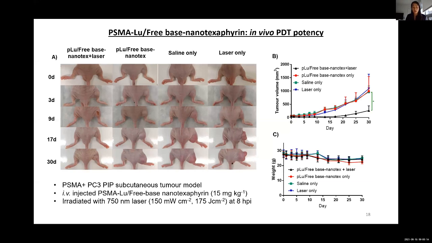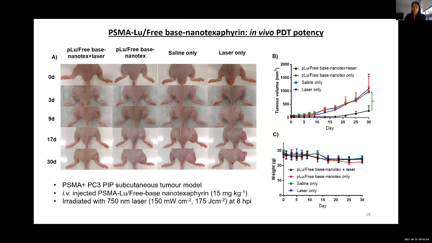3 days post treatment, we can see some blanching of the area of irradiation, and around 9 days, we can see some scarring that occurs, which will recover after 17 days or so. At the endpoint of our study at 30 days, we can see that there is significant tumor growth delay against the free control group, which is also reflected in our tumor growth curve, as we can see that there is statistical significance when we're comparing our treatment group against our free control groups.